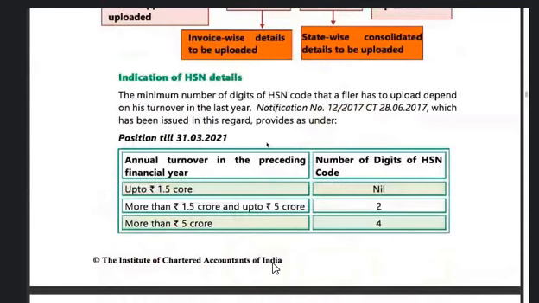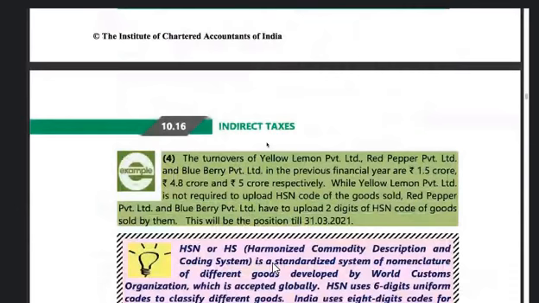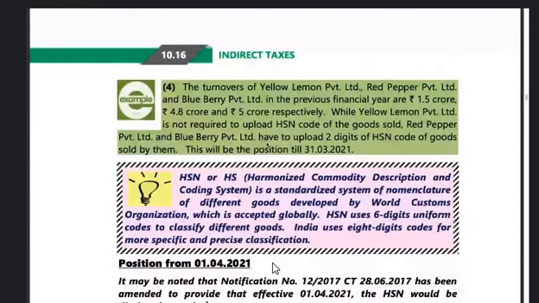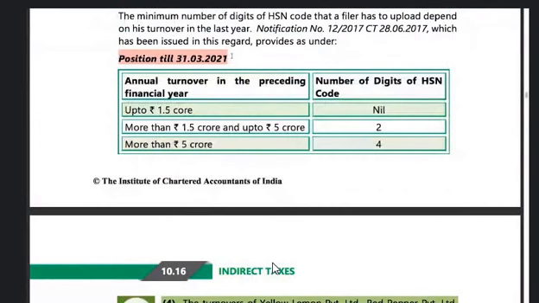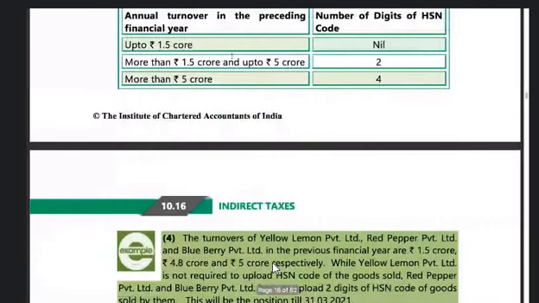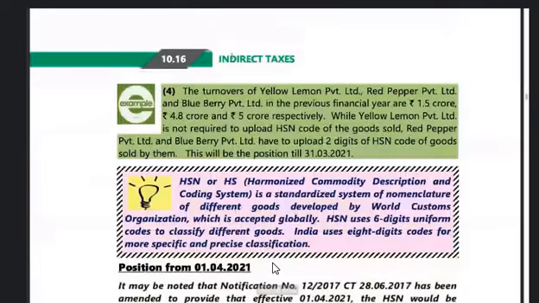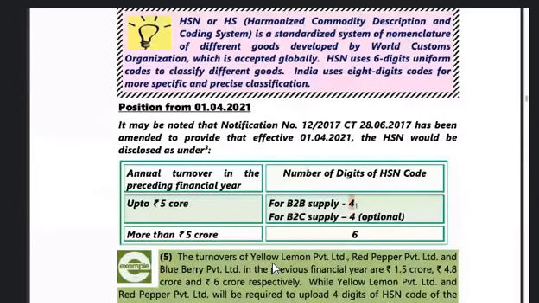So HSN code is mandatory from 1st of April 2021. HSN code is mandatory in all the invoices. You can ignore this part. This is only the position till 31/3/2021. After 1/4/2021, the position is that for up to 5 crores turnover, for B2B dealers 4-digit is required, and for B2C supplies 4-digit is optional. For more than 5 crores, you have to provide the 6-digit HSN code.